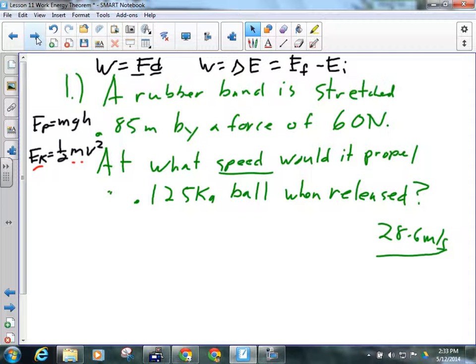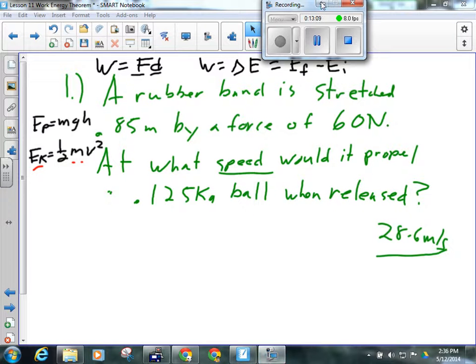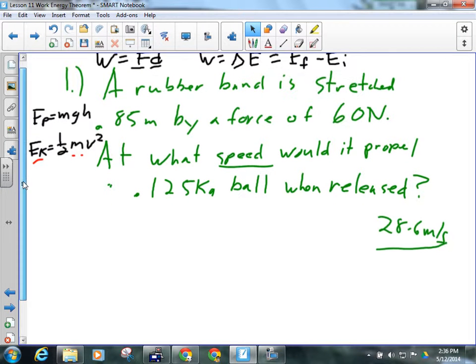Okay, we're going to go over a couple of these here. These are examples of work energy theorem kind of questions that we might run into. So I want you to quickly copy this one down, and then we'll go through it together. Okay, so let's have a look at how we would solve this one.